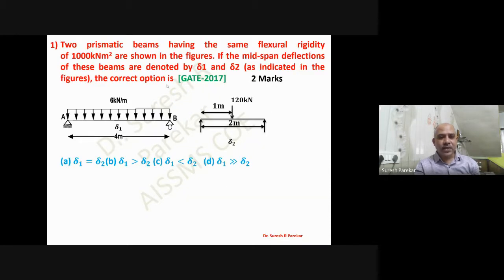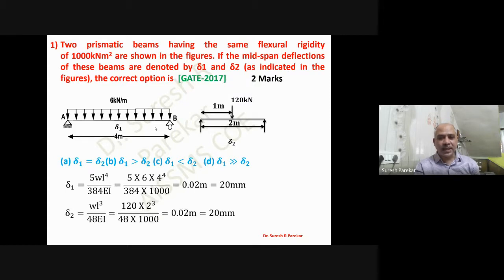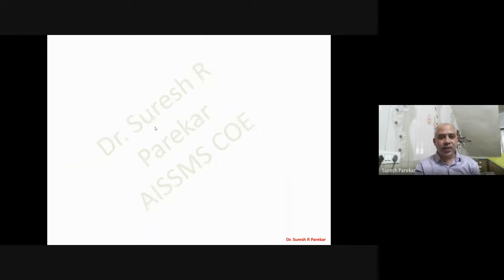Then here we are interested to determine the relationship between the deflection in the first and second figure. First we have UDL, so we have 5WL^4 upon 384 EI, and for the second we have WL^3 upon 48 EI, and the values we are going to get are the same as EI is 1000 kilonewton meter square for both. Therefore we have option A, delta 1 equal to delta 2.